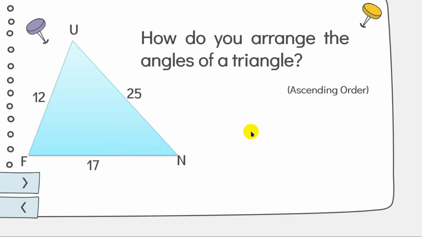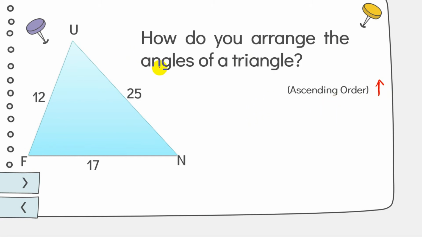Okay, so the question here is, how do you arrange the angles of a triangle? So, we have this triangle FUN with the measurements FU is 12, UN is 25, and FN is 17. Paano nga ba natin siya ma-arrange? So, pwede natin siyang i-arrange in ascending order. Pag sinabi pong ascending order, pataas po yon. So, from smallest to largest.